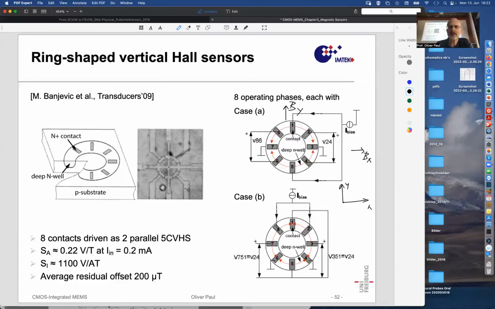So if you only had 5 contacts, that's where you would make your Hall signal, between contact 2 and contact 8, but you have the same at the bottom. In this measurement mode, those two will be connected together, and then you will measure the average output of the two.